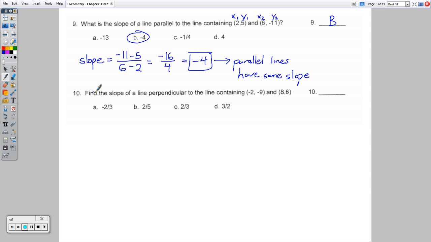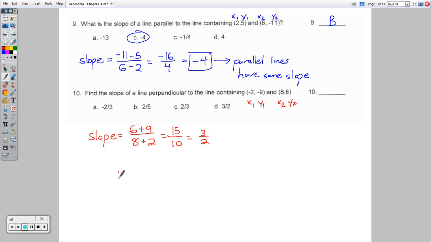Number 10 says to find the slope of a line perpendicular to the line containing these 2 points now. So we still have x1, y1, and x2, y2. And we can still find the slope of this original line. Let's do that to start. So y2 minus y1 would become 6 minus a negative 9, which would be the same as 6 plus 9. And then we have 8 minus negative 2, which is the same as 8 plus 2. So we have 15 over 10, which we can reduce down to 3 halves.